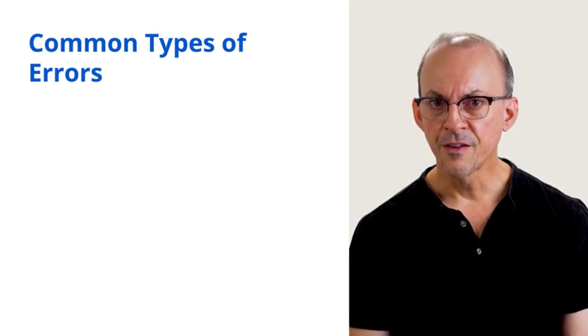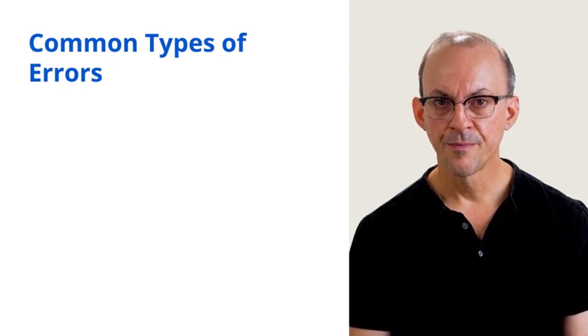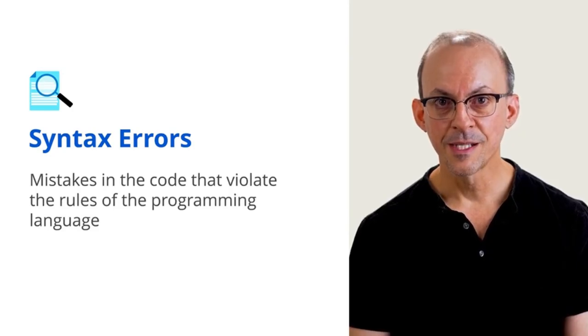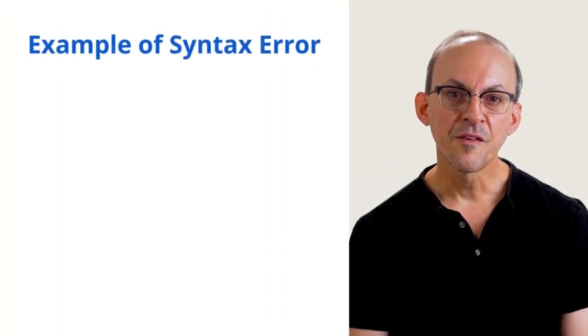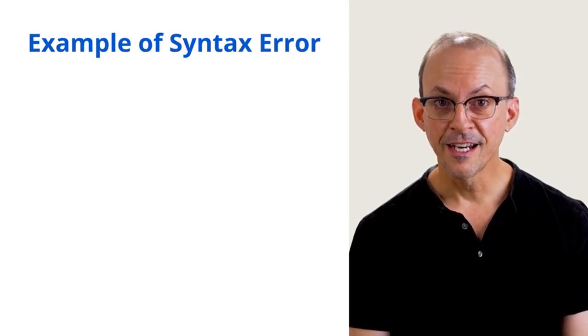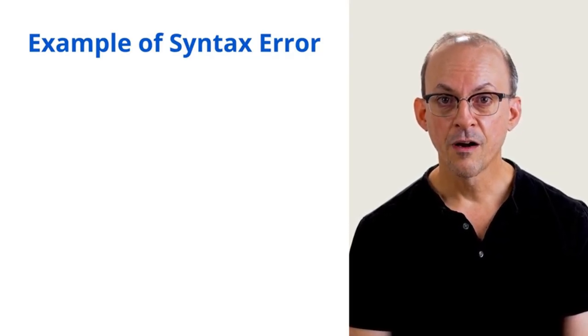Let's start by looking at the first type of error you might encounter: syntax errors. Recall that syntax errors are mistakes in the code that violate the rules of the programming language. Syntax errors occur when you write code that doesn't follow the syntax rule of the programming language. These are usually caught by the compiler or interpreter. Now that we've defined syntax errors, let's look at an example in C# where a syntax error could arise.